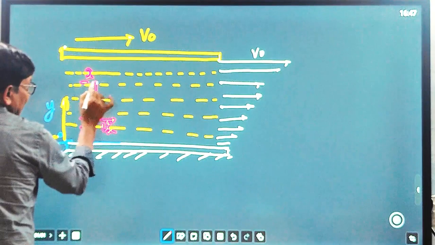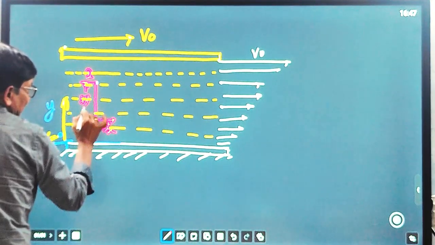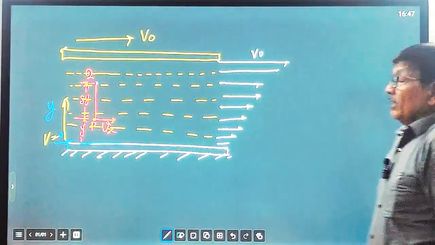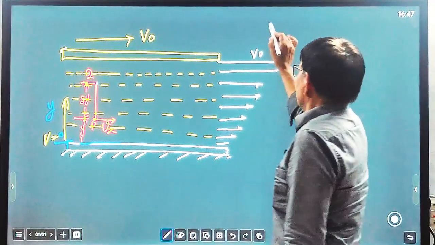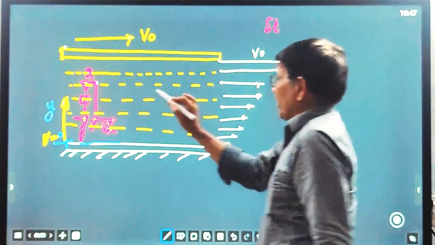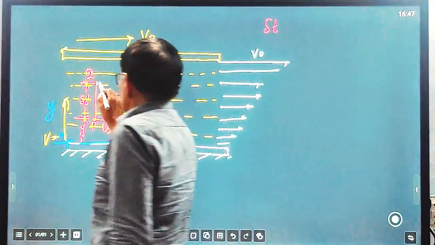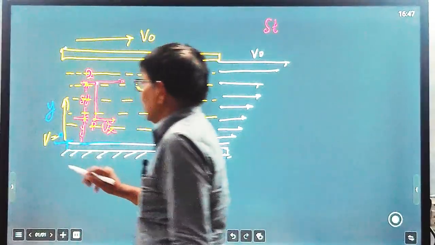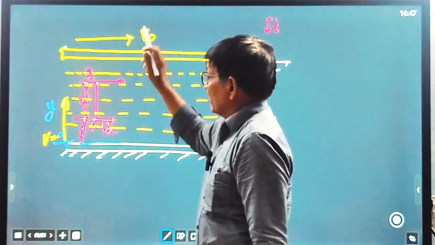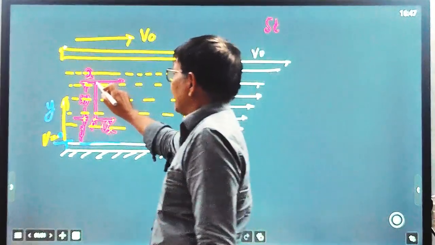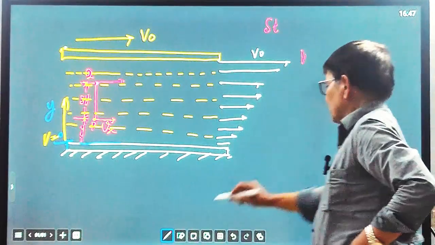The distance del y is the distance between these two points P and Q. Now after del t time, the point will reach from here to here. And what will be the velocity at this point? We know that velocity increases continuously as we move upward, and at the top the velocity is maximum. So the velocity at this point will be equal to the velocity at point Q.